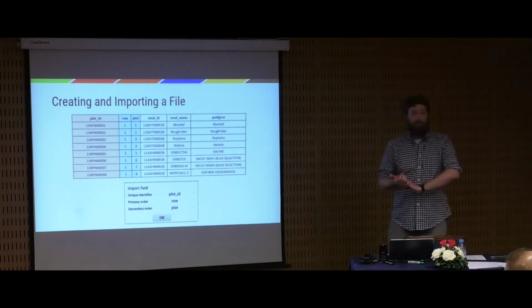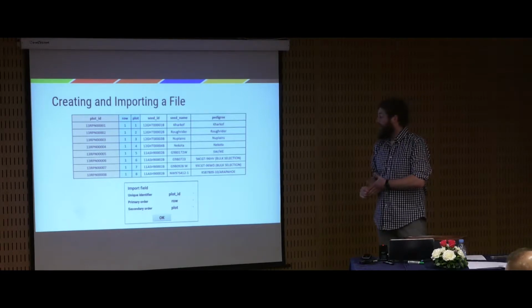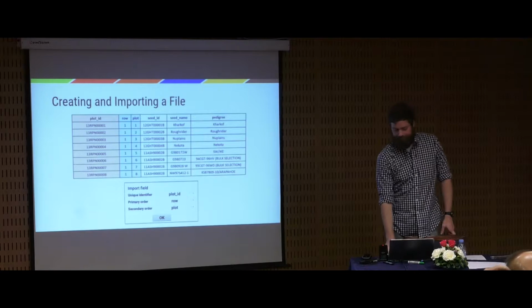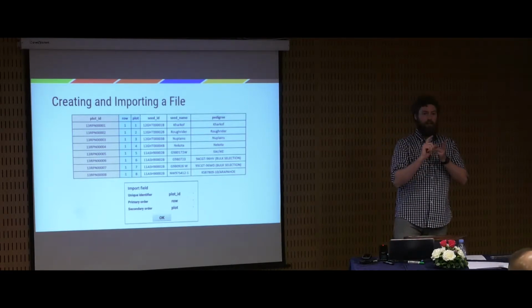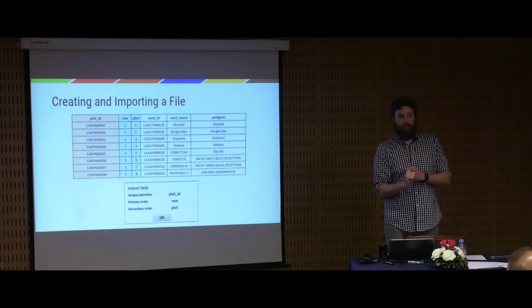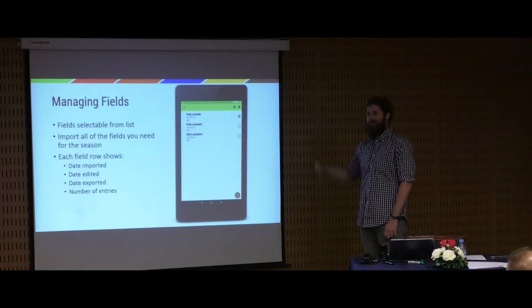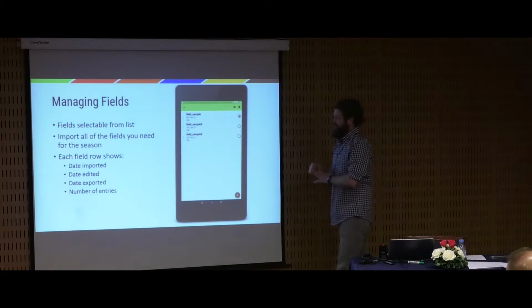So our unique identifier is going to be our plot ID. Our primary order will be our row, and our secondary order, our plot in this case. So we've created our field. Now we need to create the traits that we actually want to collect. So we're going to manage our fields first.